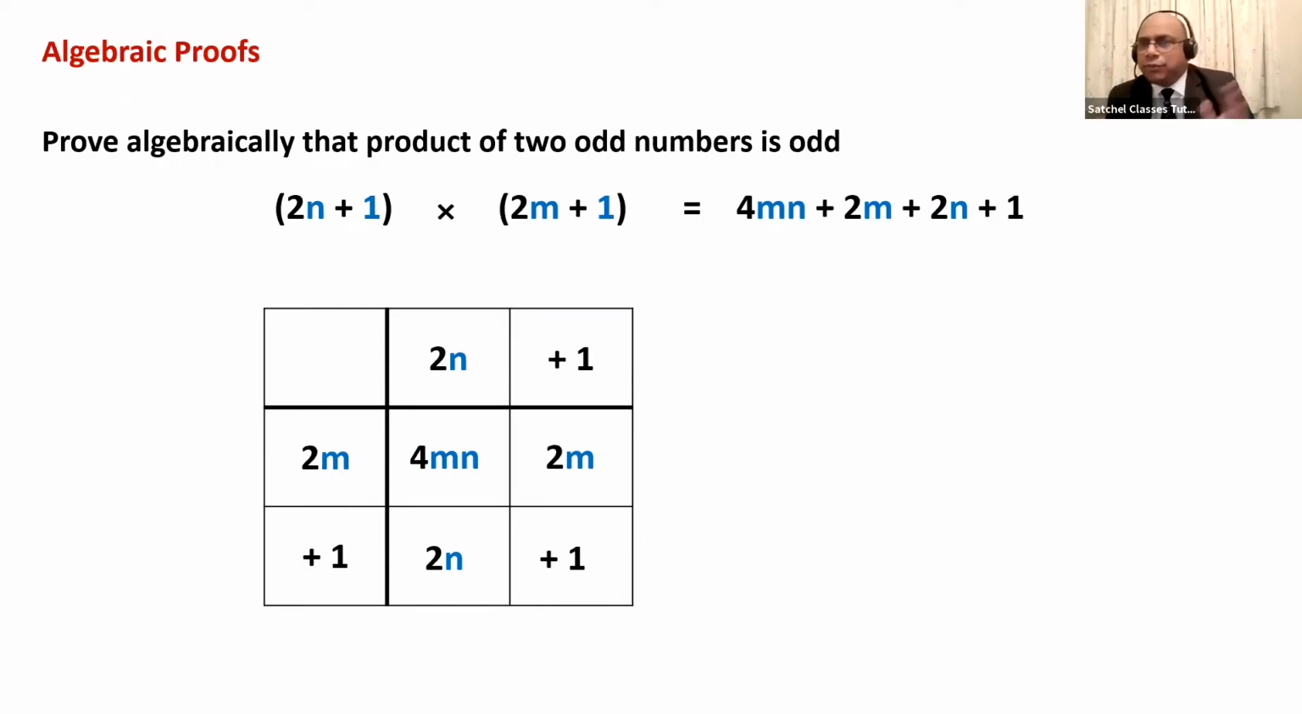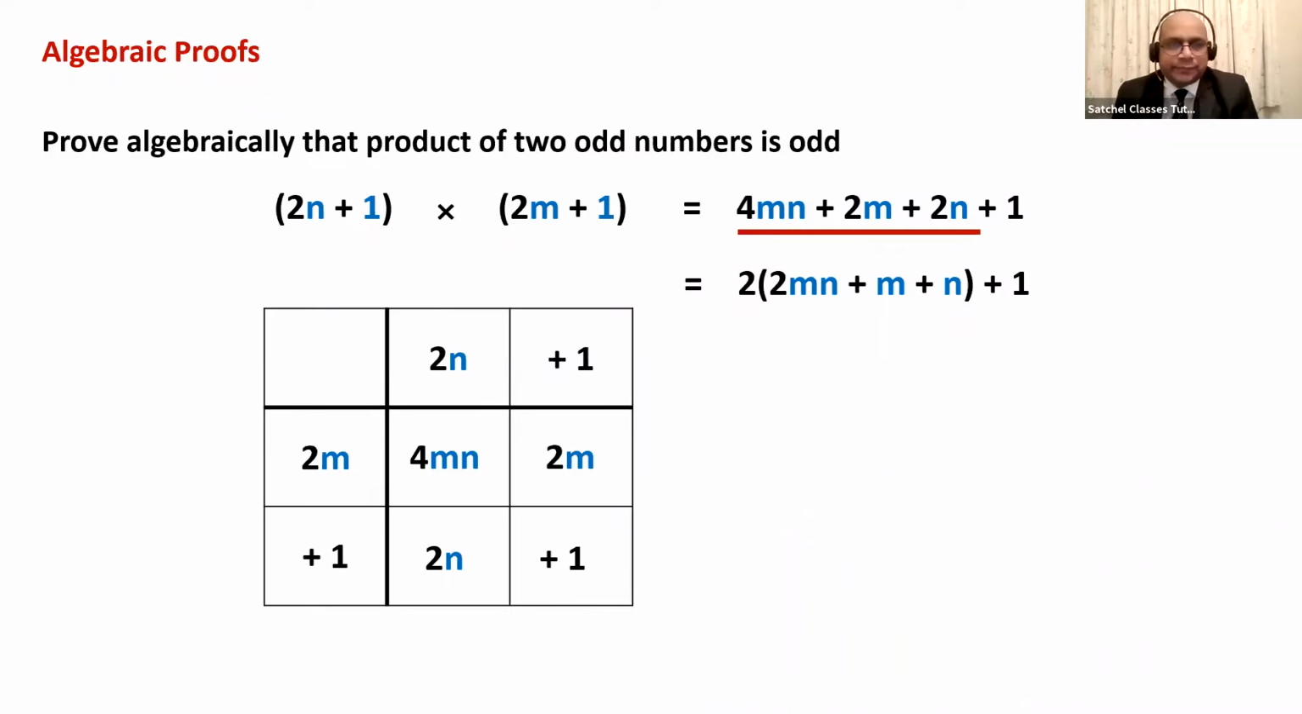Now, is there anything common which I can pick up from all of them? Not really. But from the first three terms, I can clearly see that 2 is a common factor, right? 4, 2, and 2. 2 is a common factor. If I put that 2 common in the first 3 terms, I'll get 2 times brackets 2mn plus m plus n. And then outside the bracket, we have a plus 1. What does that mean? This is 2 times a number plus 1. 2 times a number makes it even number, plus 1 makes it odd number. So that's an odd number. So we have algebraically proved that the product of 2 odd numbers is odd.